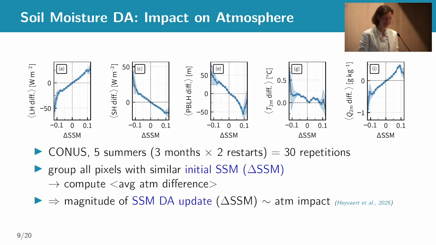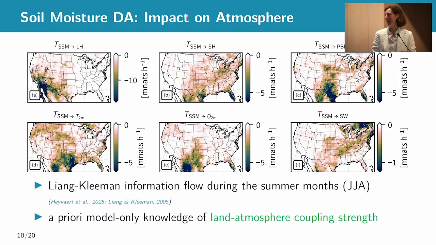Okay, step 1. Step 2 is that the impact on the atmosphere does not only depend on our initial conditions on land, it also depends on the land-atmosphere coupling. And that's maybe something new for some of you. If you're interested, I have the equations. This is the model-based coupling between surface soil moisture, latent heat, surface soil moisture, sensible heat, planetary boundary layer, all these different atmospheric variables.